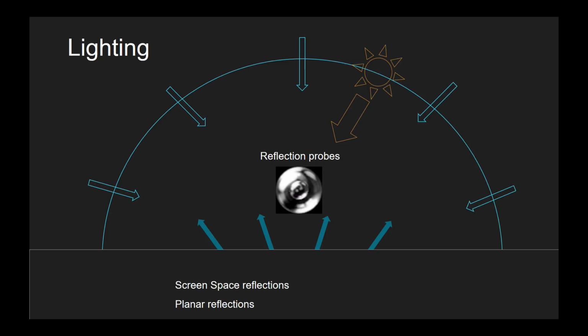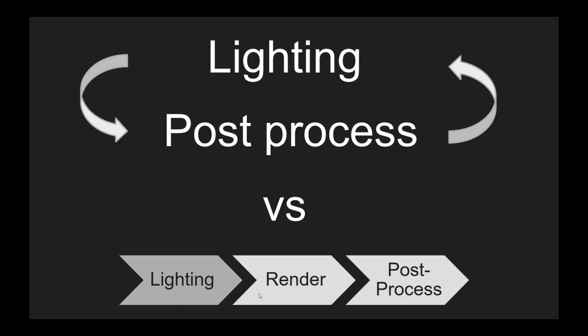Then we've got our reflection probes. Again, we spoke about that last time, and we've got different ways of generating reflections, and those are very quick and useful, but they're not very precise. So we've got screen space reflections and planar reflections to work with instead. So what complements lighting?